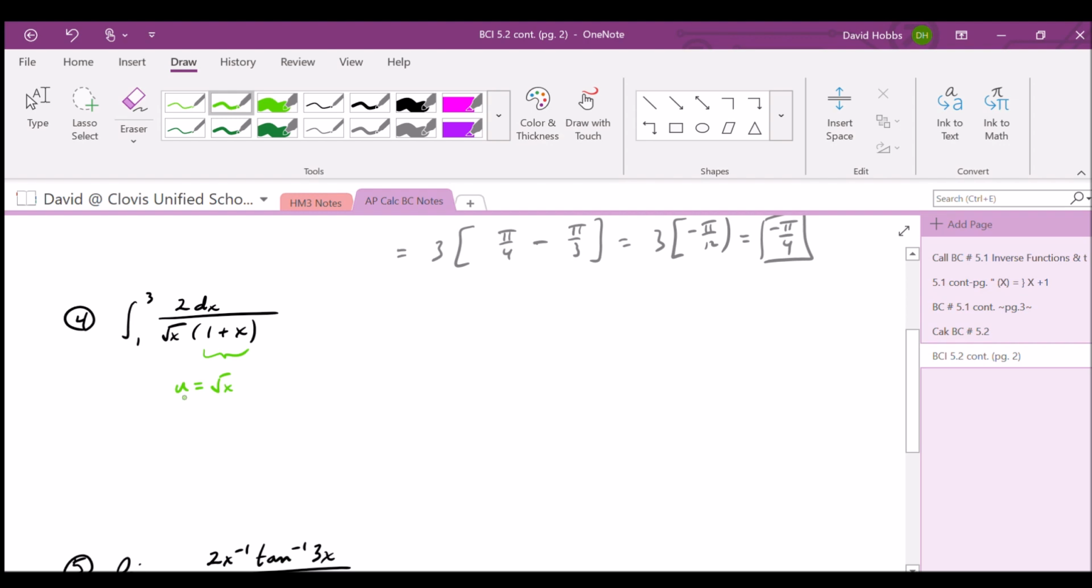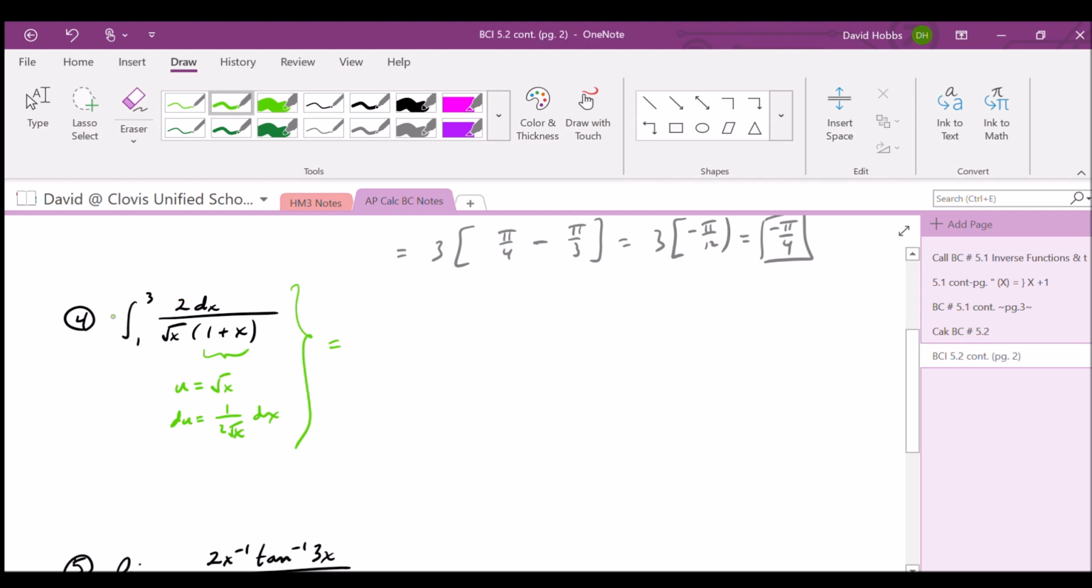Okay. Now, what does the du look like? Because we need to make a substitution. So du would be 1 over 2 root x dx. And so now we're going, oh, that's where that root x comes from, down there in the denominator.